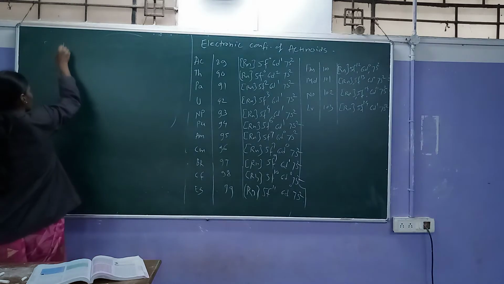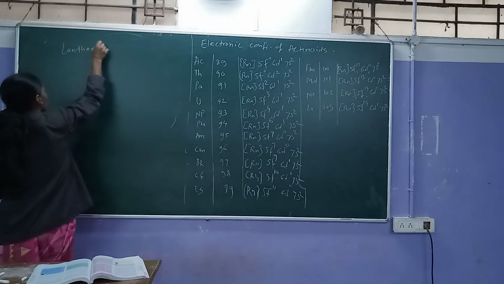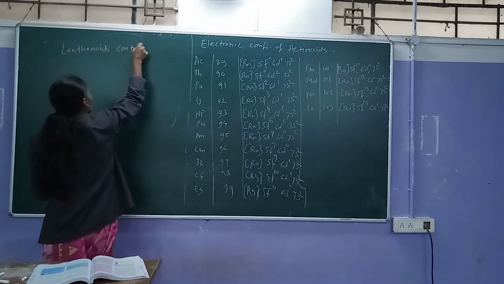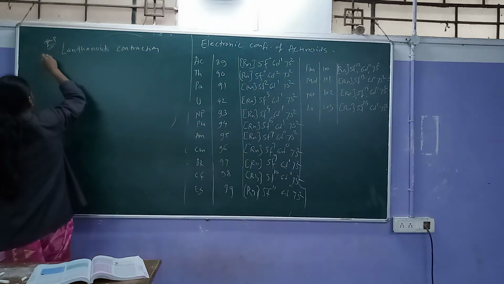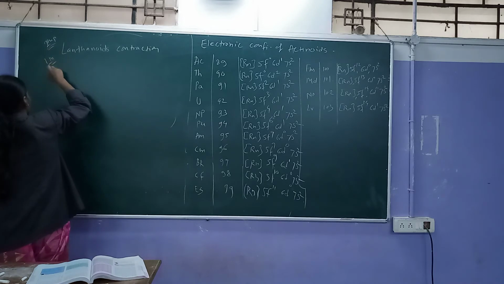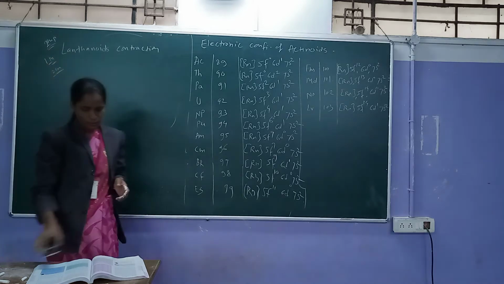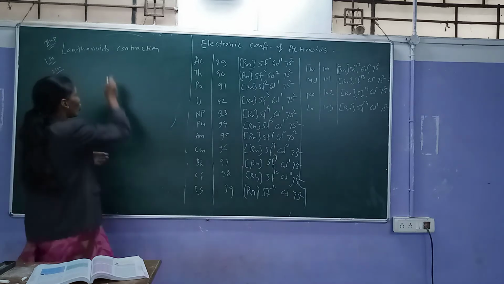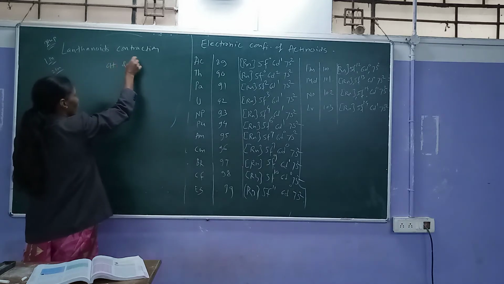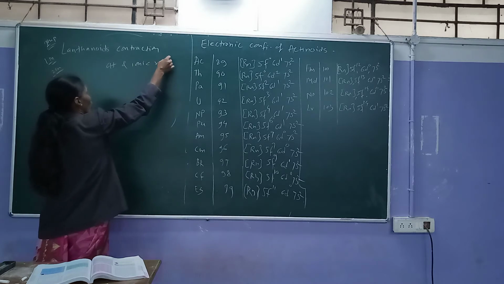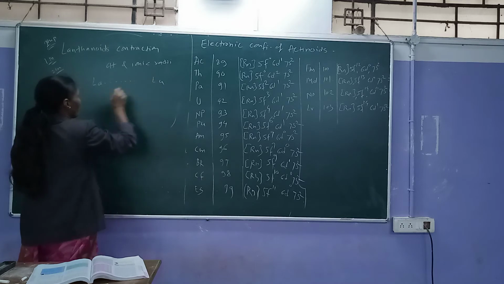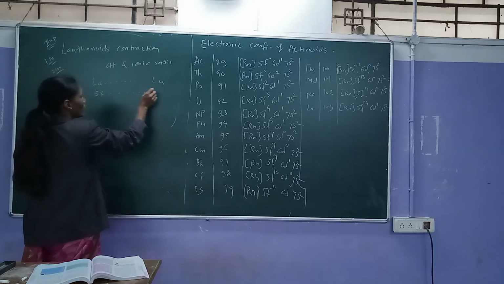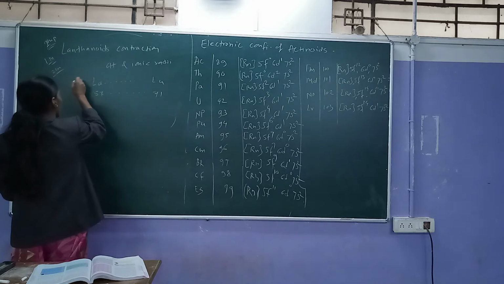Lanthanoid contraction is important for the HSC board exam, for a definition for 1 mark and a description for 2 marks. Lanthanoid contraction depends on the atomic and ionic radii of the lanthanoids, from lanthanum to lutetium, from atomic number 57 to 71, that is the 4f series.